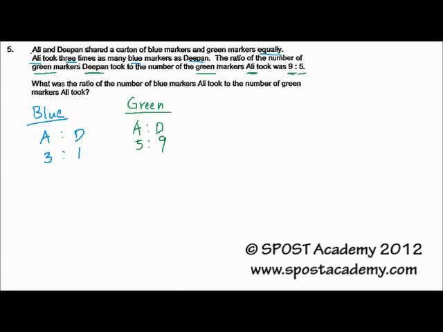Now, we already mentioned that they shared the markers equally. That is to say, the total number of units that Ali has must be equal to the total number of units that Dipan has. So, from here we can see that 3 units of the blue markers that Ali has plus 5 units of the green markers that Ali has must be equal to 1 unit of the blue markers that Dipan has plus 9 units of the green markers that Dipan has. So this is green.